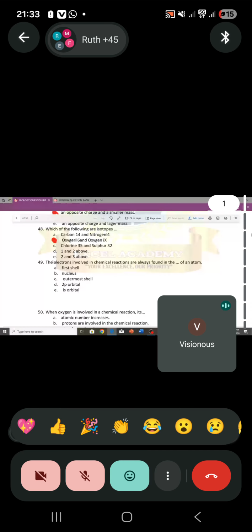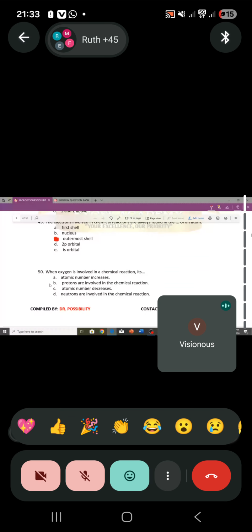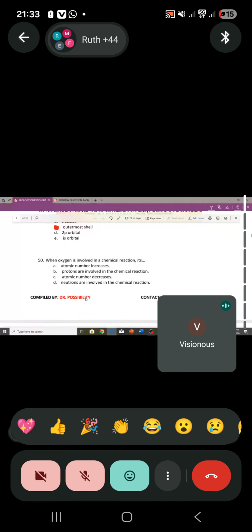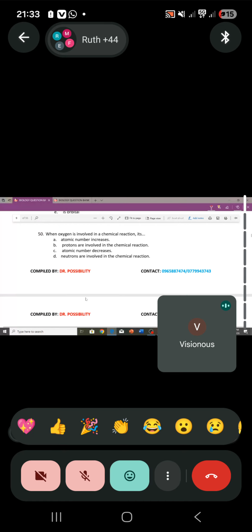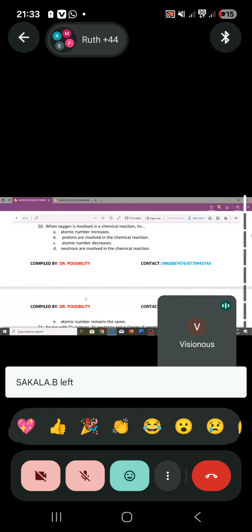The electrons involved in chemical reaction are always found in the outermost shell of an electron. This one we discussed in the previous class. When oxygen is involved in a chemical reaction, the atomic number remains the same due to the fact that protons don't take part in the chemical reaction. So the only answer we can have for this question is E, which is saying the atomic number remains.